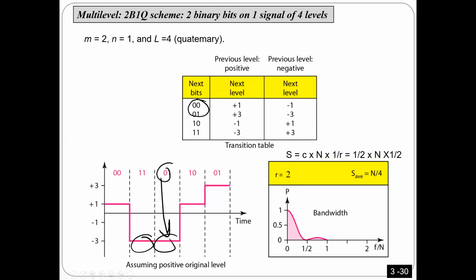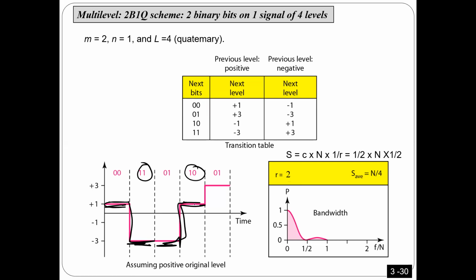For example, let me go back. Here, 1 1 is going to make a transition. The last one was positive, so you have to be negative. Transition. Is that okay? Same thing for 1 0. Here, you are negative, so you have to be positive. It's going to make a transition.